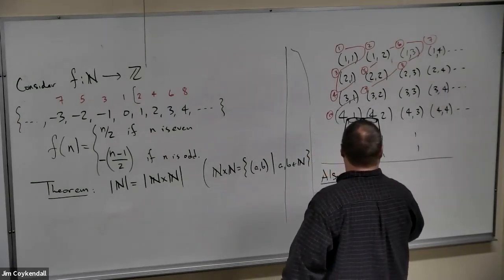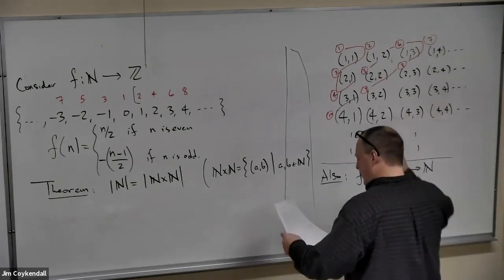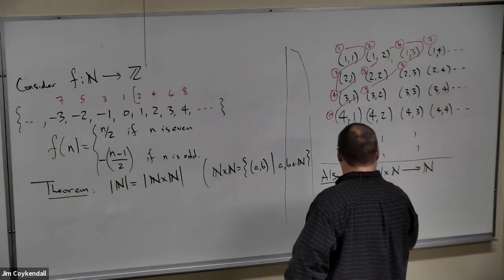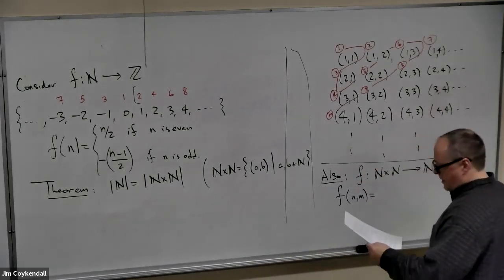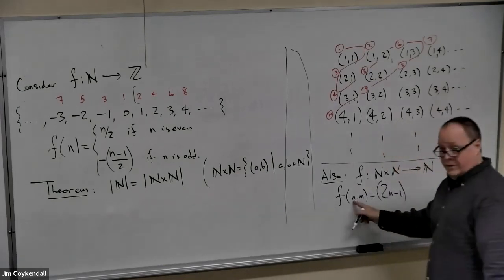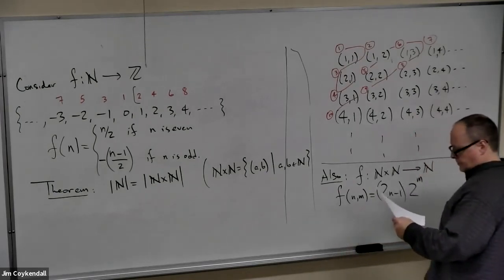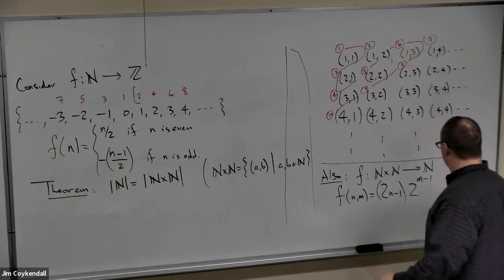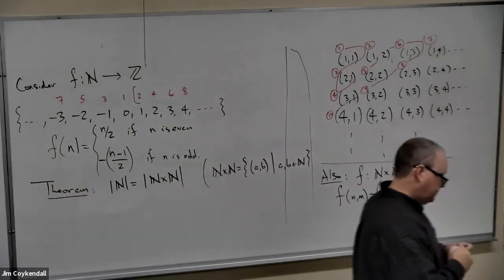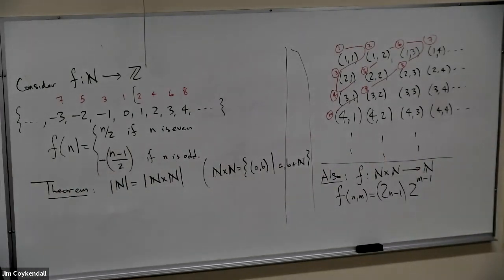Also, we can define a function. F of n, m is 2 to the n minus 1. So whatever this is, it turns it into an odd times 2 to the m. I guess it should be 2 to the n minus 1, otherwise it would always be even. And I will leave that. This is actually a fun exercise.